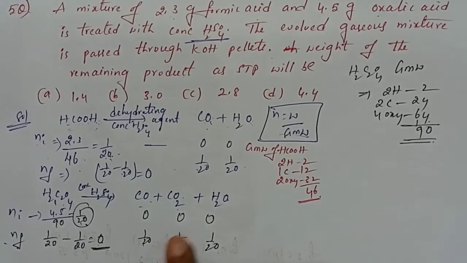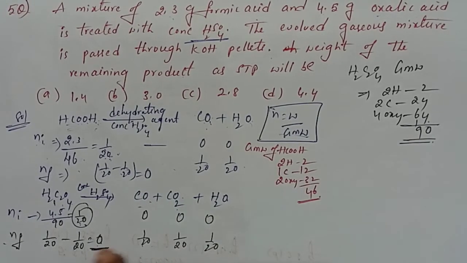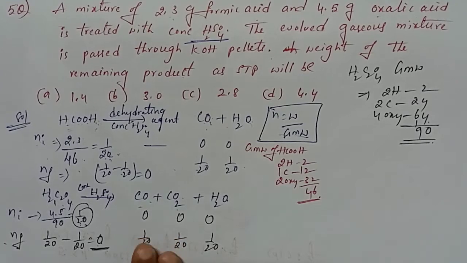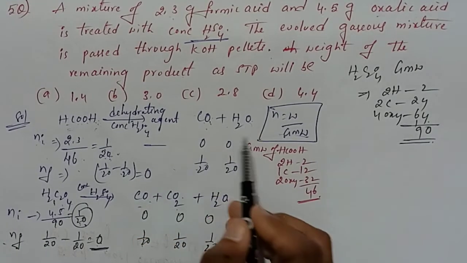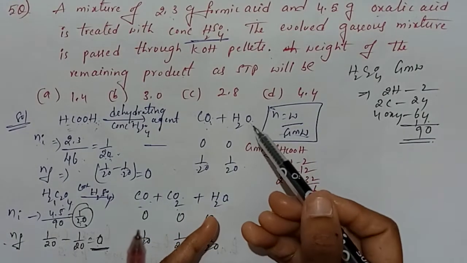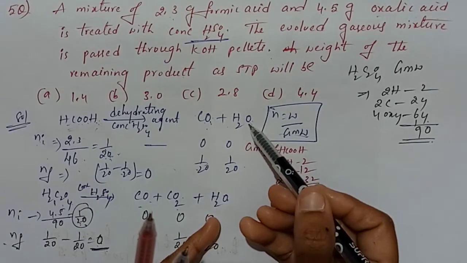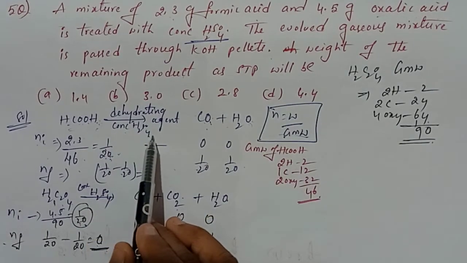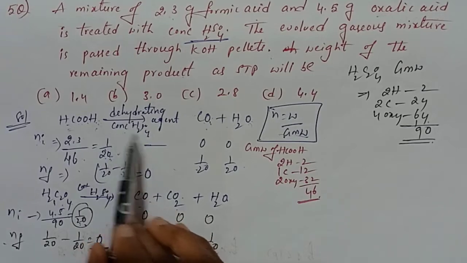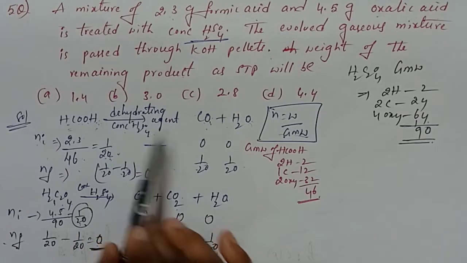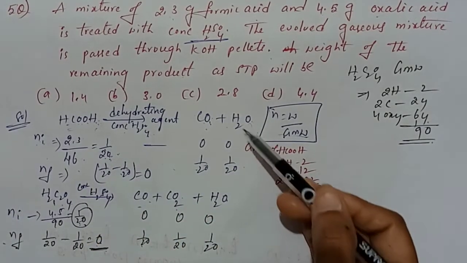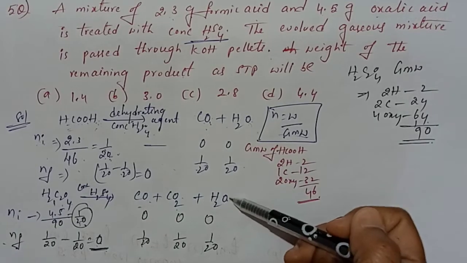Clear this one, 1 by 20, 1 by 20, 1 by 20. So number of moles calculated. Okay. Now see students, water molecules have completely escaped now, because of concentrated sulfuric acid. It is acting as a dehydrating agent. It removes the water molecules from the compound.